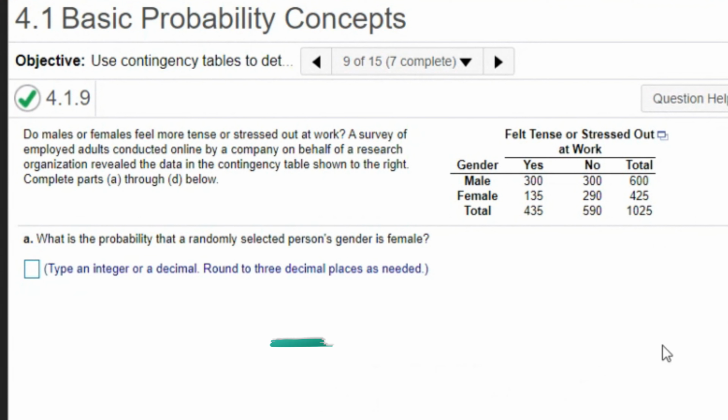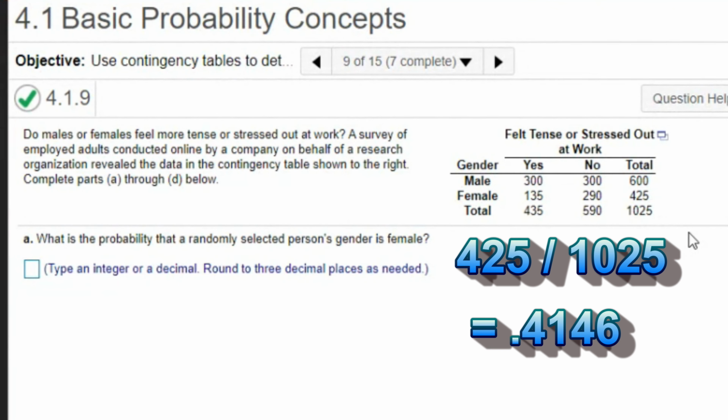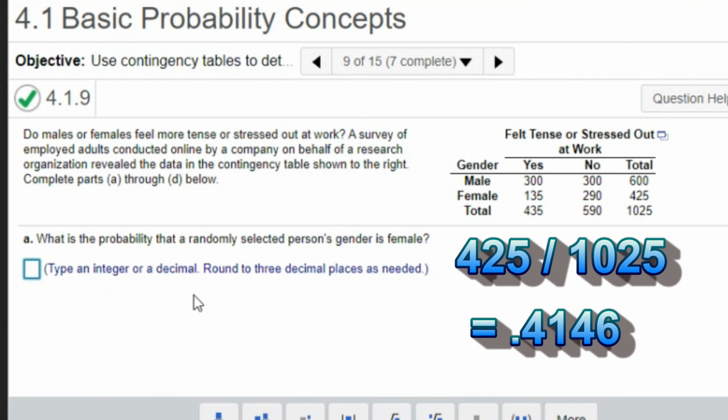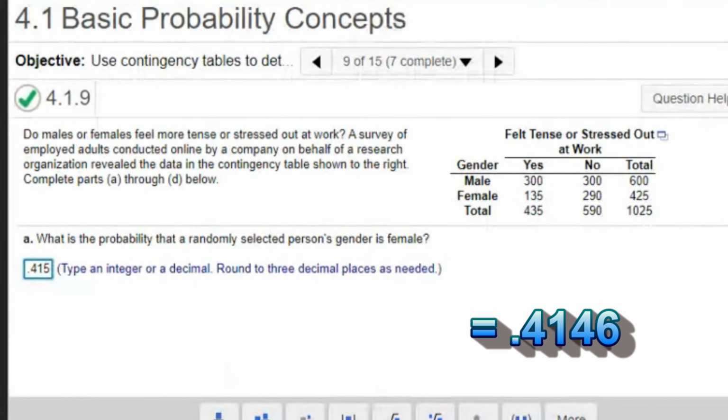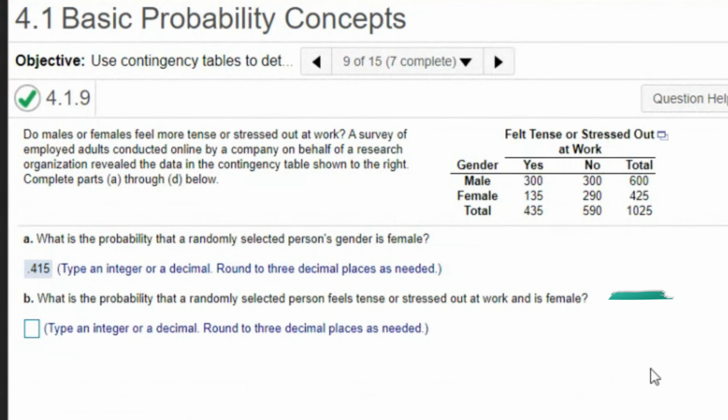So what is the probability that a randomly selected person's gender is female? That would be the number of females, 425, divided by the total, 1025. Using a calculator or Excel if you want, 425 divided by 1025 is 0.4146. But it says to round to 3 decimal places, so it's 0.415, okay?